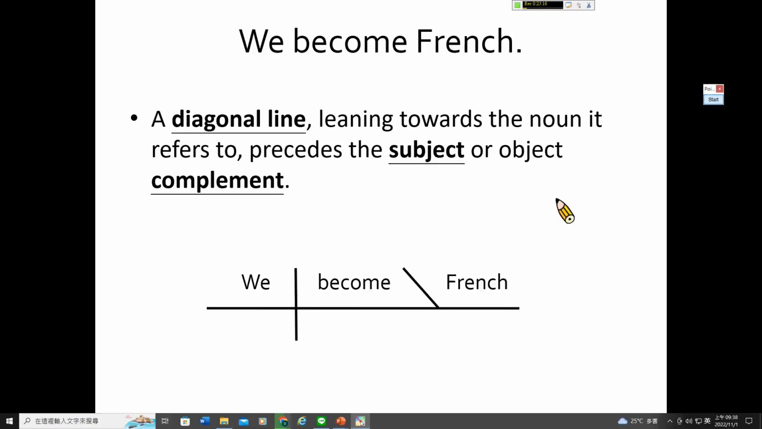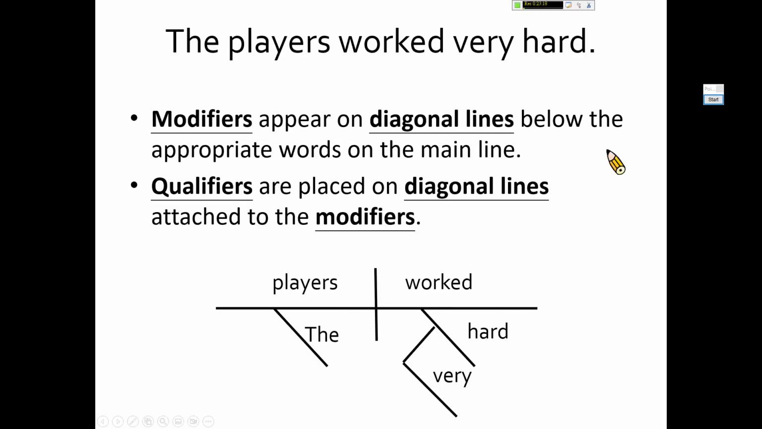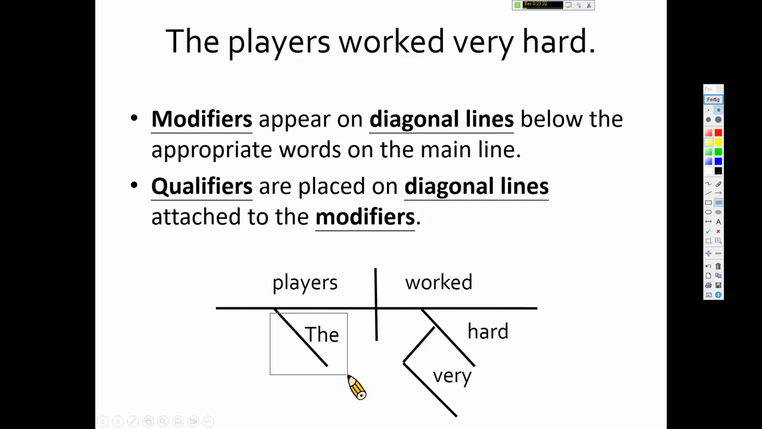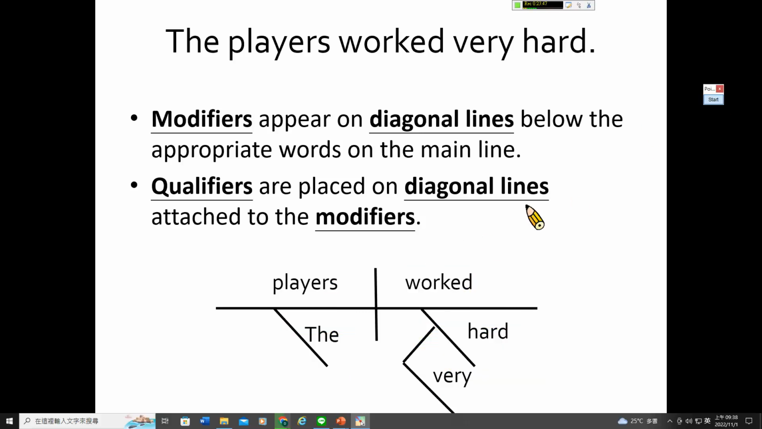And also we have learned how to create modifiers. A modifier must be hung under the word it needs to modify. So from this chart, with a visual image, we know the is used to modify prayers, and hard is used to modify worked, and very is used to qualify hard. So altogether, very hard is used to modify worked. Okay, so this is the basic knowledge.